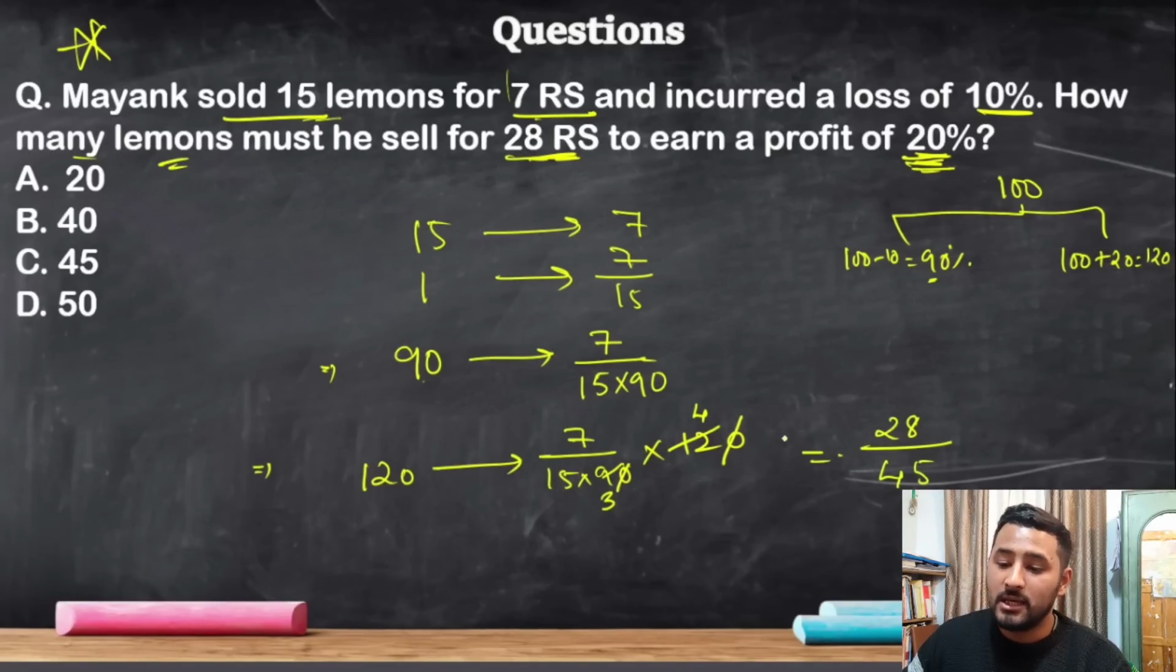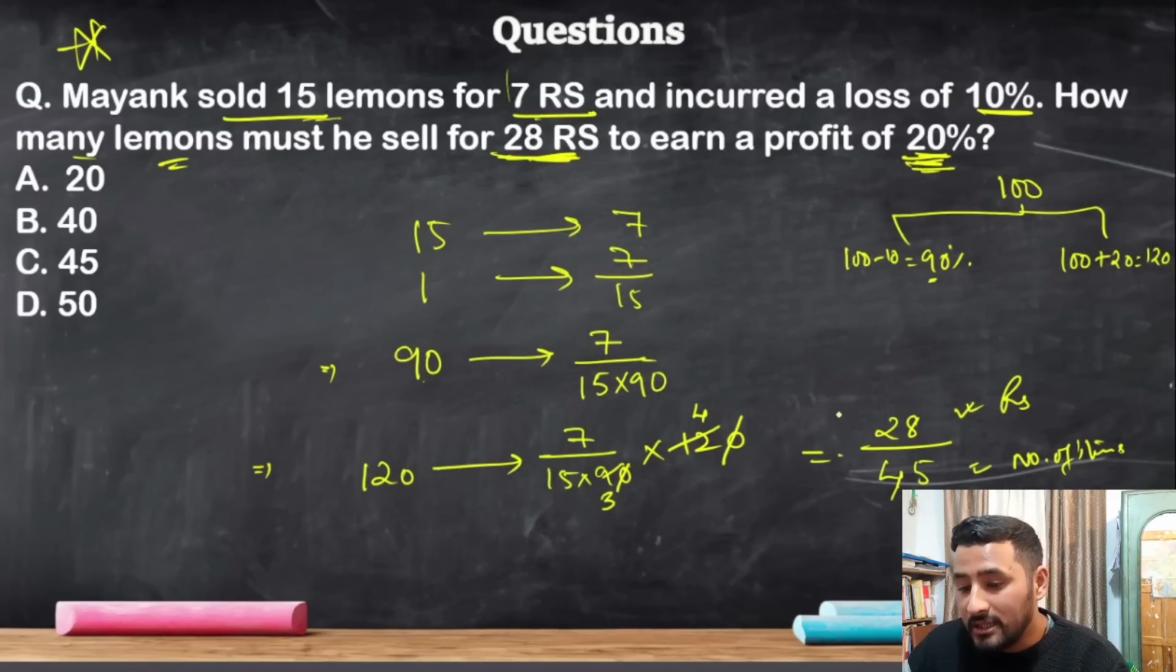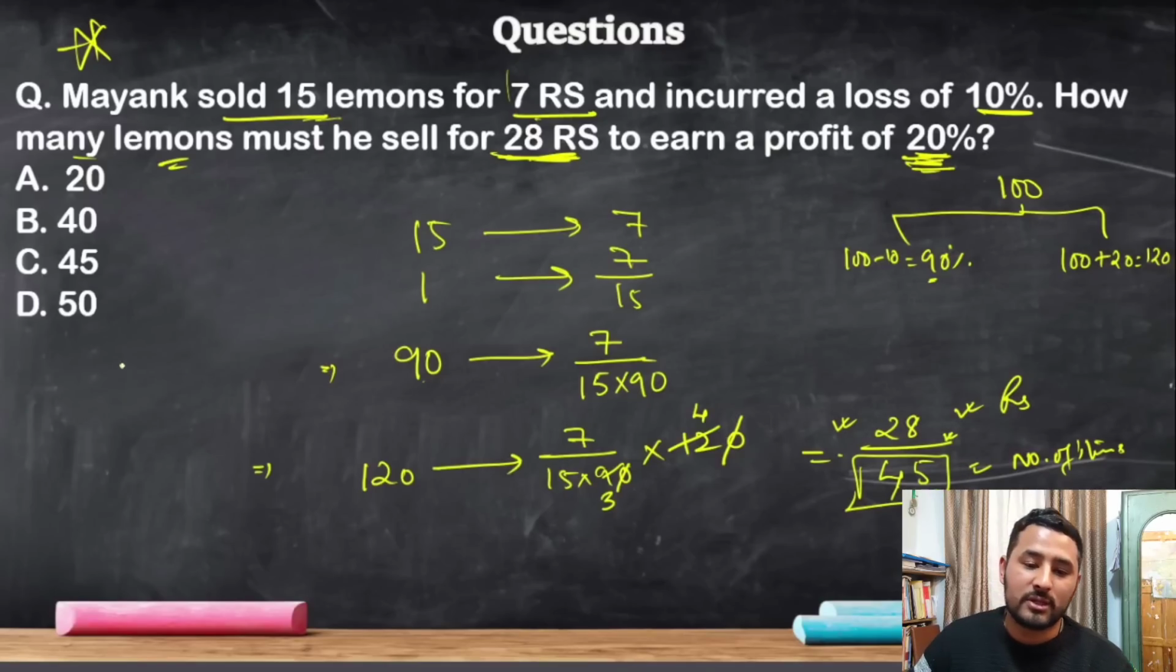45. See, can you see here in this above numerator? What did I say? There's rupees, right? And this is number of items. The denominator is number of items, which means what? How many lemons must he sell for rupees 28? If he is selling for 28 rupees, how many lemons? Total of 45 lemons, right? To get a profit of 20% after selling at rupees 28, he should sell how many lemons? 45 lemons. Okay, so the answer will be C.